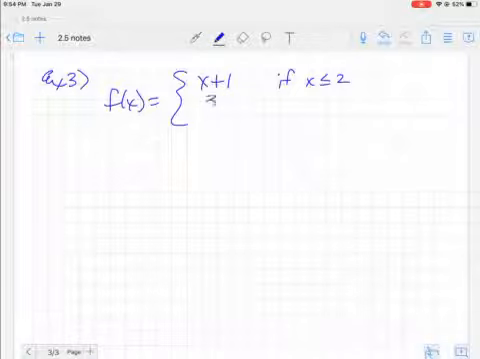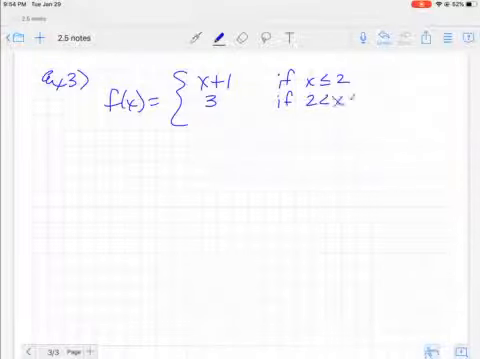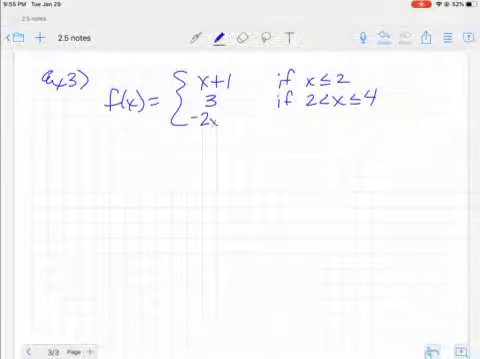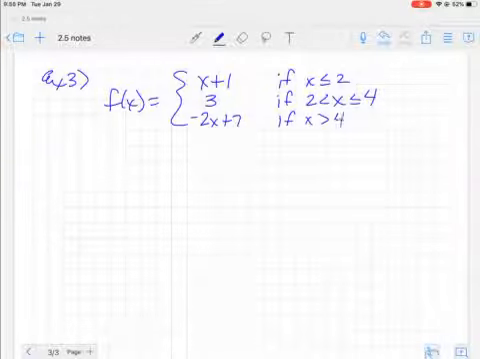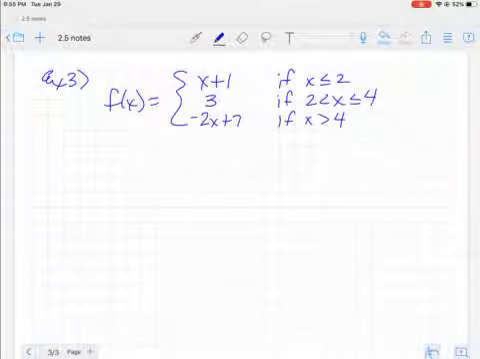My middle function here is y equals 3, so it's that constant function. But it only happens if 2 is less than x, which is less than or equal to 4. And lastly, I have my function of negative 2x plus 7, but that only happens if x is greater than 4. All right?